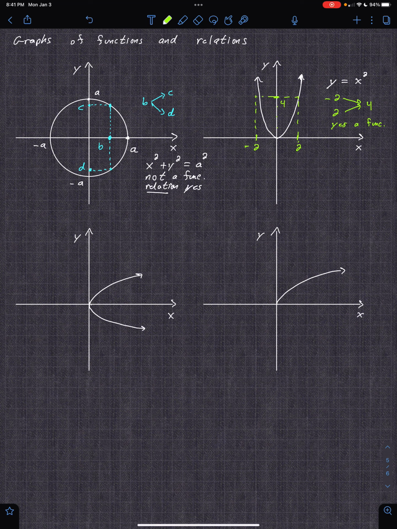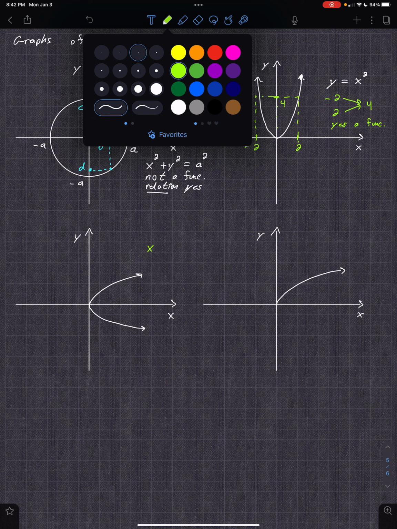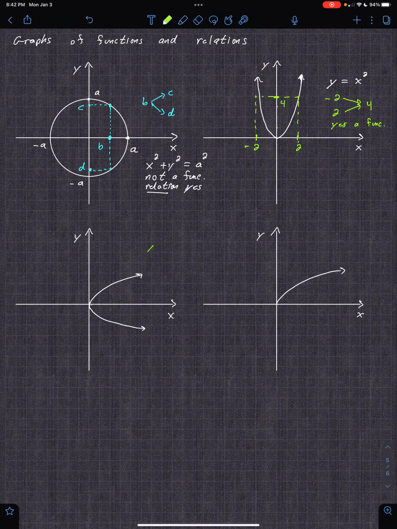Okay, next one. Let's go down here. So is this a function? So remember, this is your domain. This is your range. Does this graph define a function? The equation of this is x equal to y squared. So is this a function of x, is what we say.